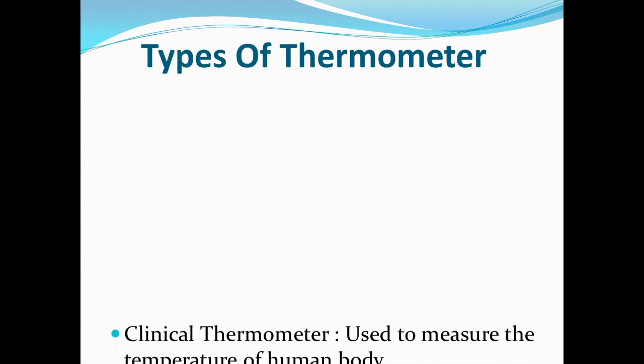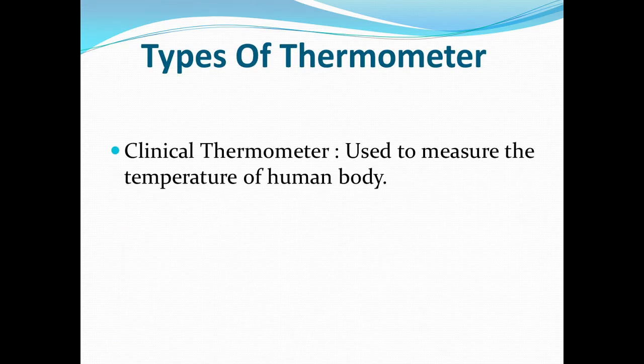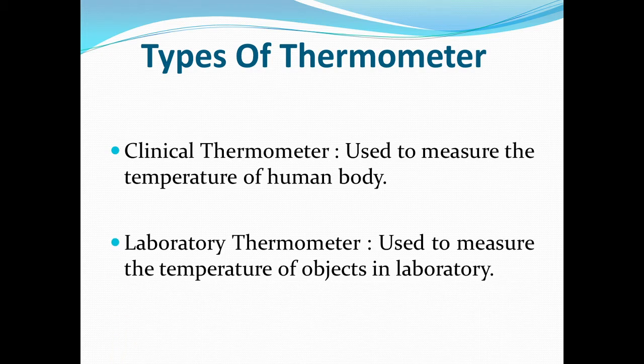Next topic is types of thermometer. There are basically two types of thermometer. First is the clinical thermometer, second is the laboratory thermometer. A clinical thermometer is used to measure the temperature of the human body and a laboratory thermometer is used to measure the temperature of objects in the laboratory. Now we will discuss these types of thermometer one by one.